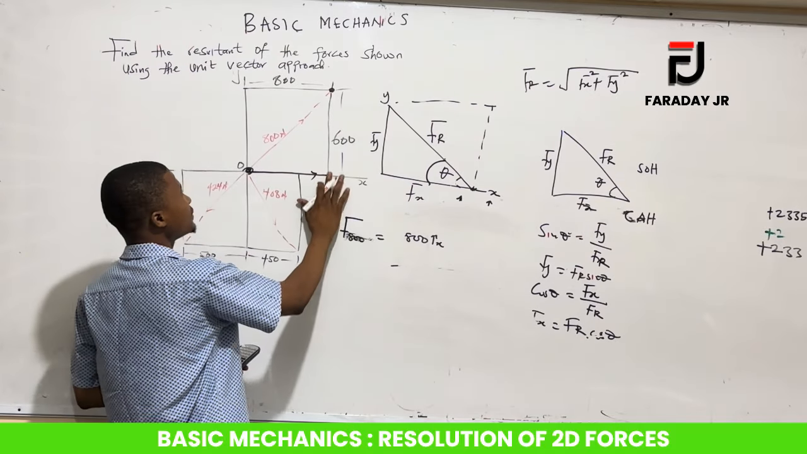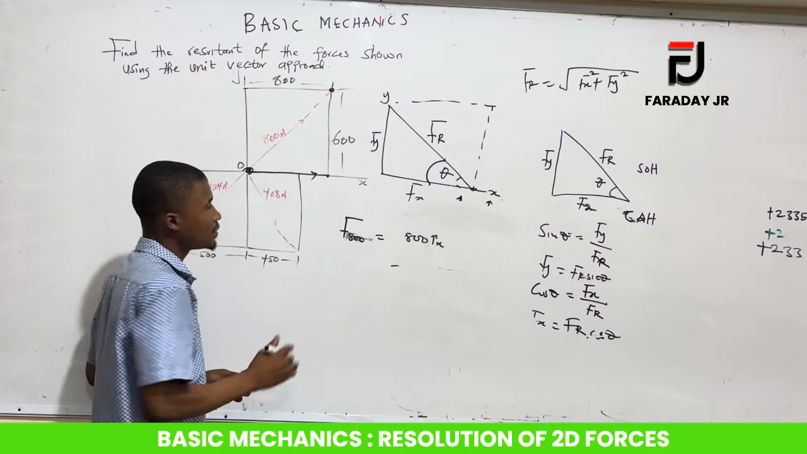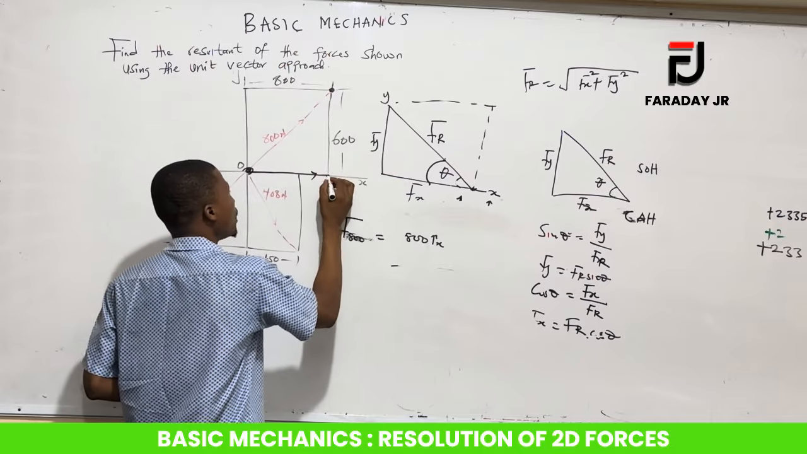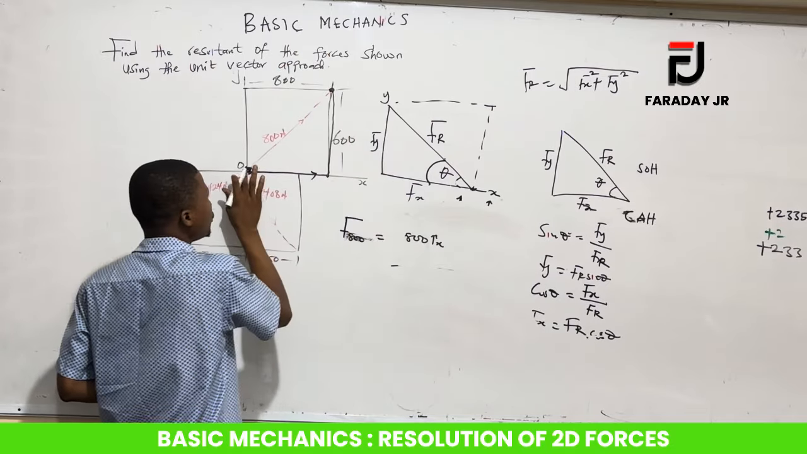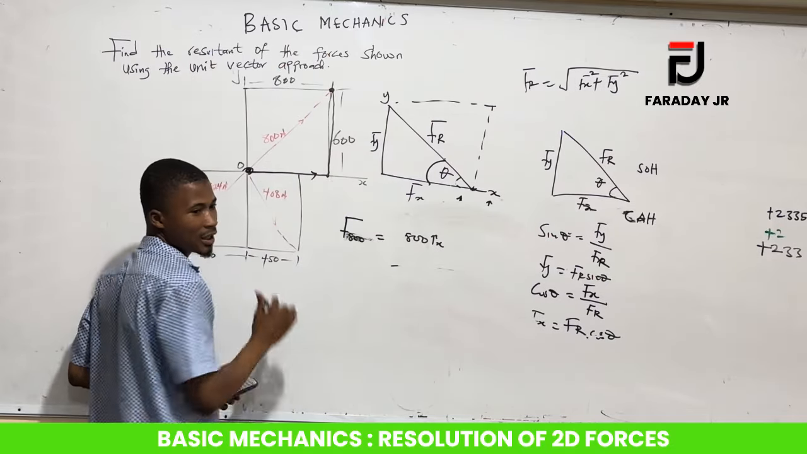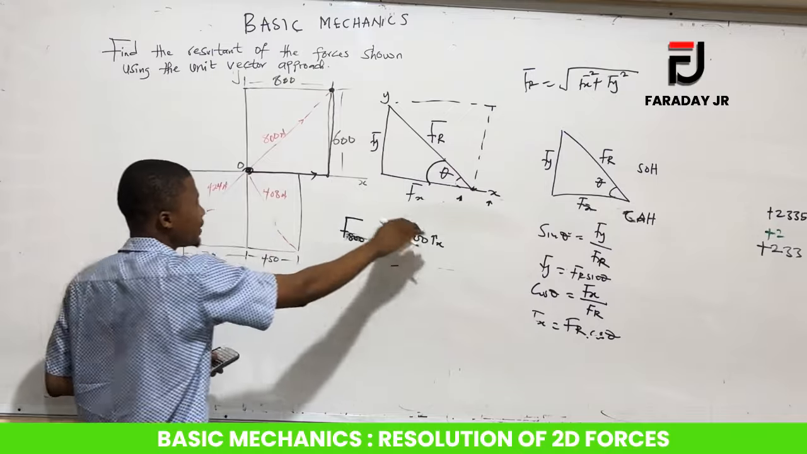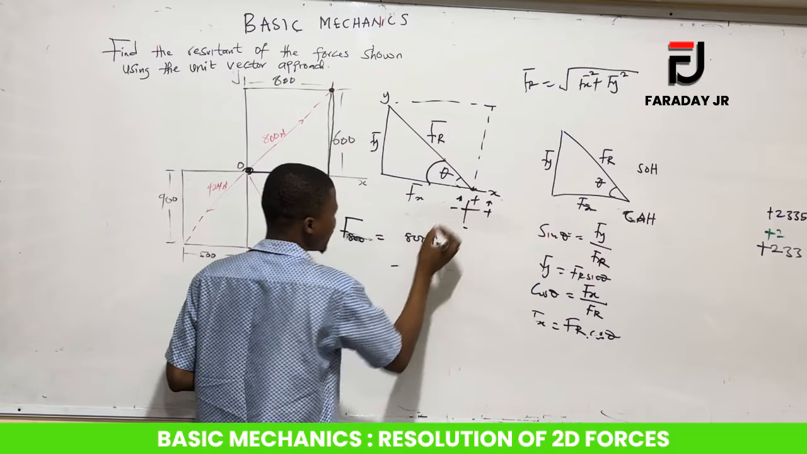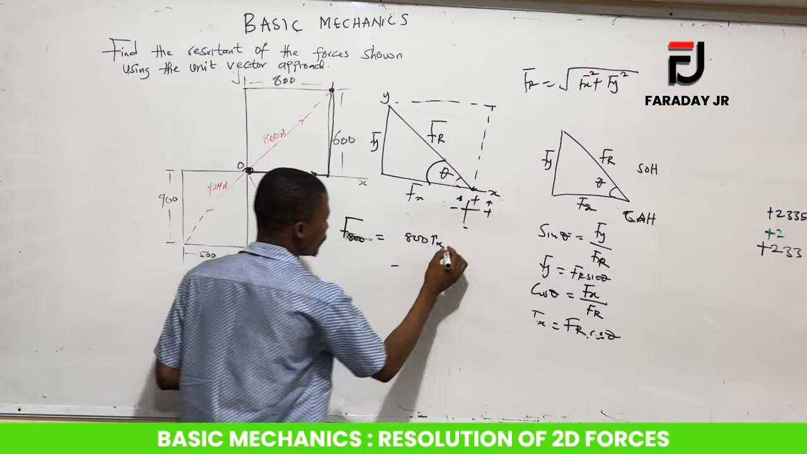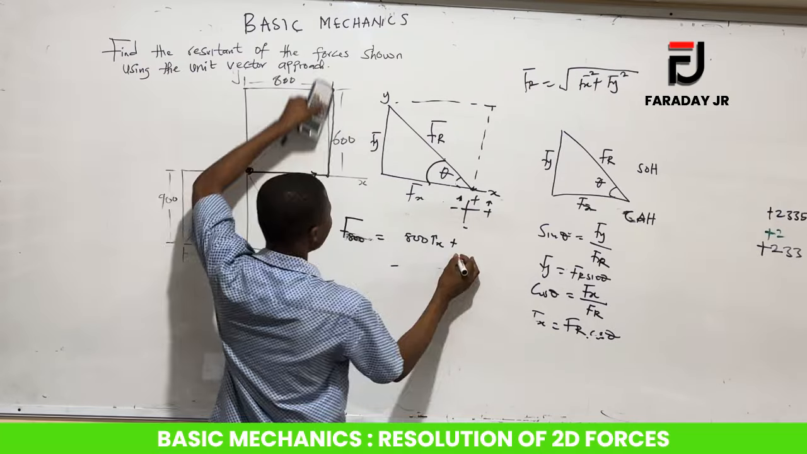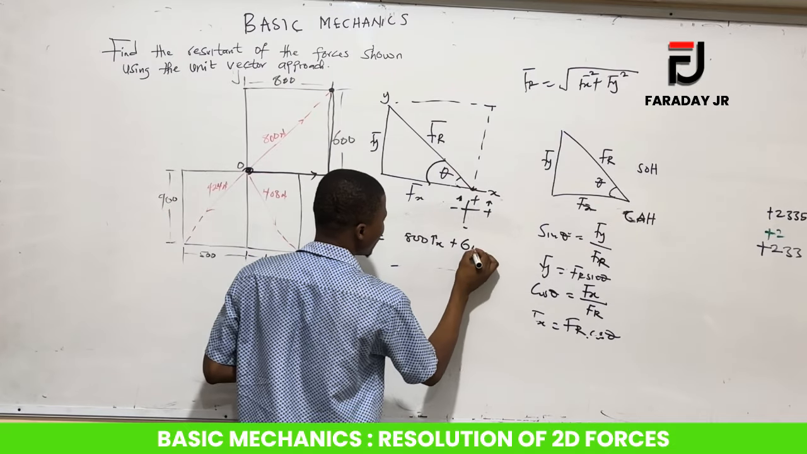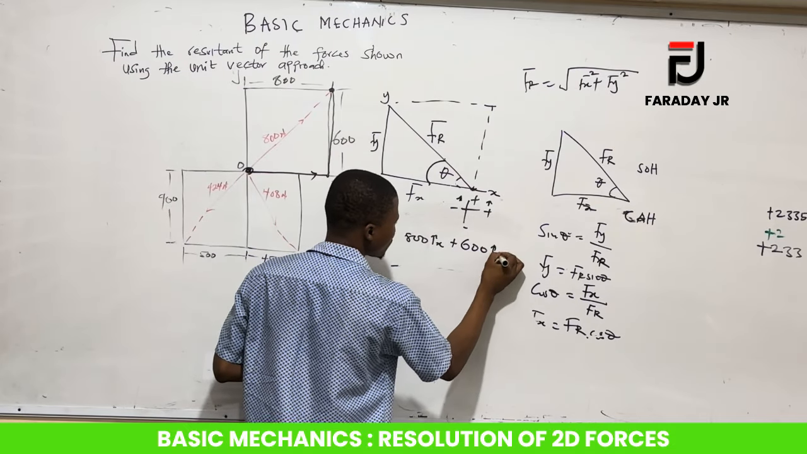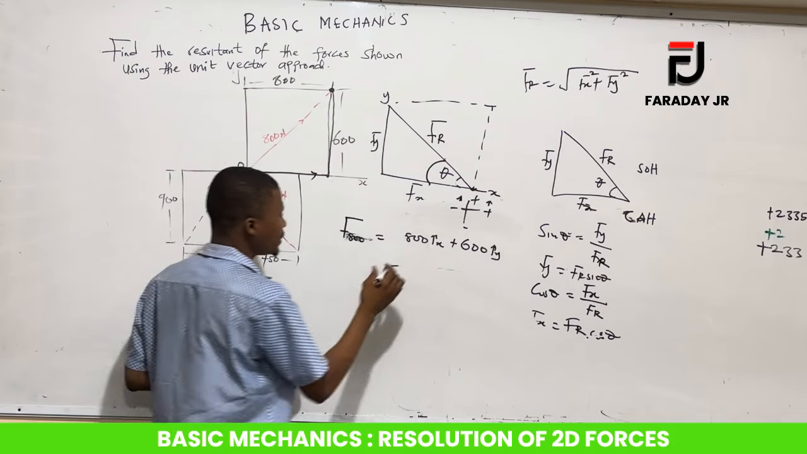Similarly, from here to here is in the y plane, right? So our main aim is to move to this side. So we move from here to here and then back to here. And then realize that it's moving upward. That means it's positive. Minus minus is positive, right? So that will also give us plus, and the distance is 600. So that will give us 600 j.